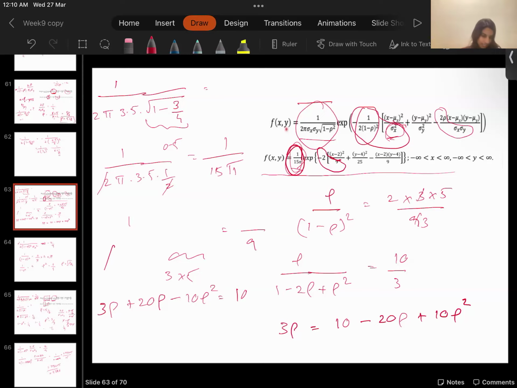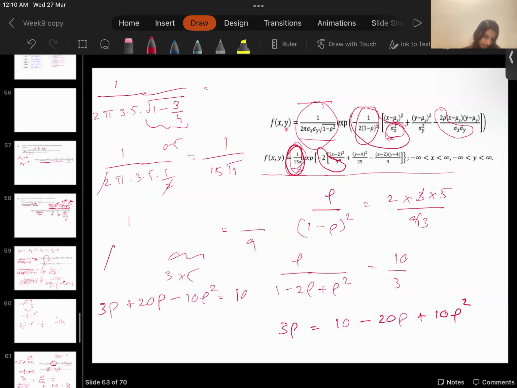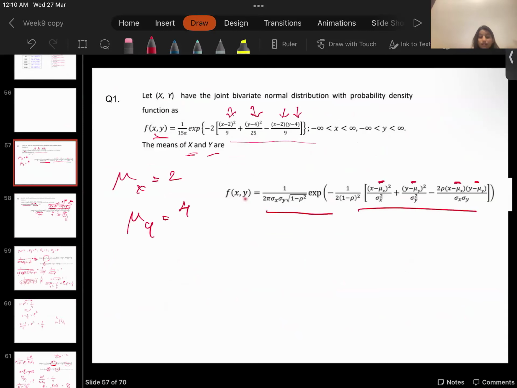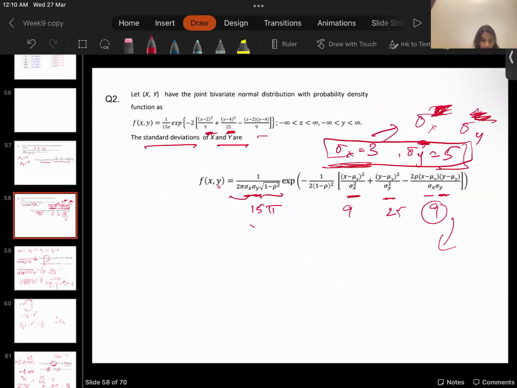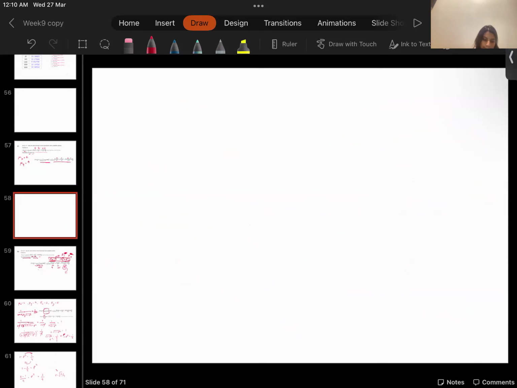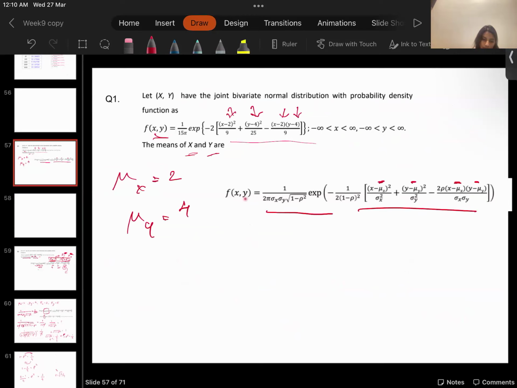So let's just make a clean slide. Probably the solution that was given to us was wrong. Okay, I'm making a new slide. If everybody understood, it's fine.